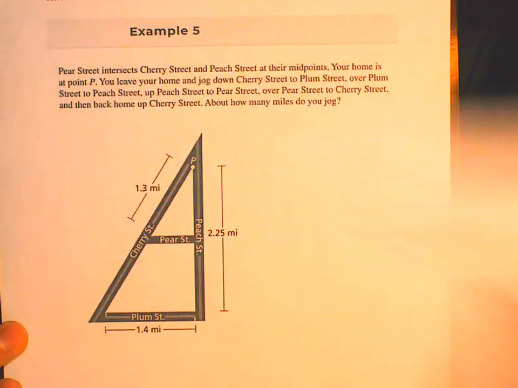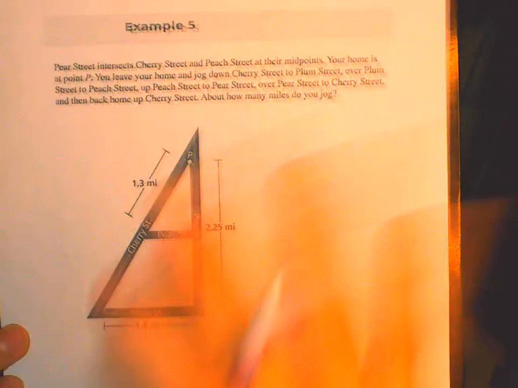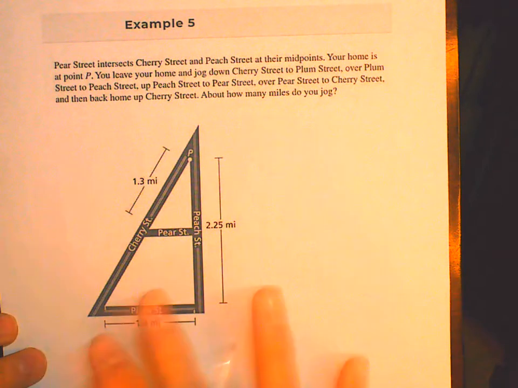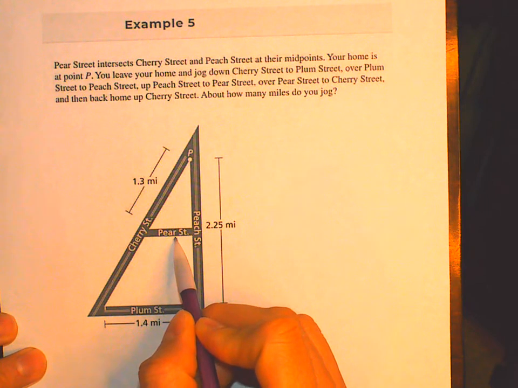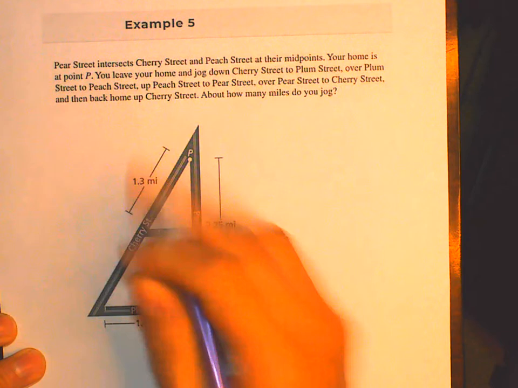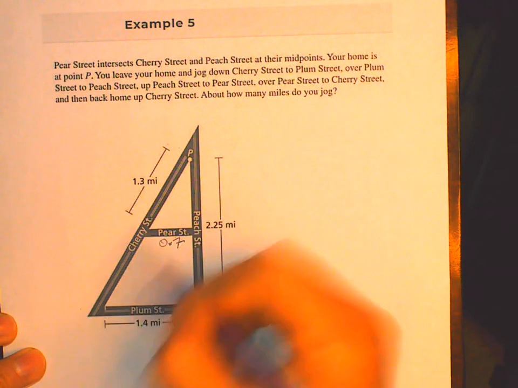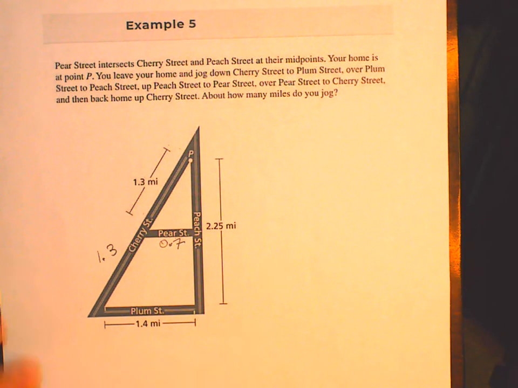Last problem. Here this involves a little bit of reading. But before we do all the reading, let's find all the missing pieces of information. They do tell us that Pear Street is a mid-segment. So that means that this distance right here is going to be 0.7 miles. And because this is a midpoint, this distance right here is going to be 1.3 miles as well.